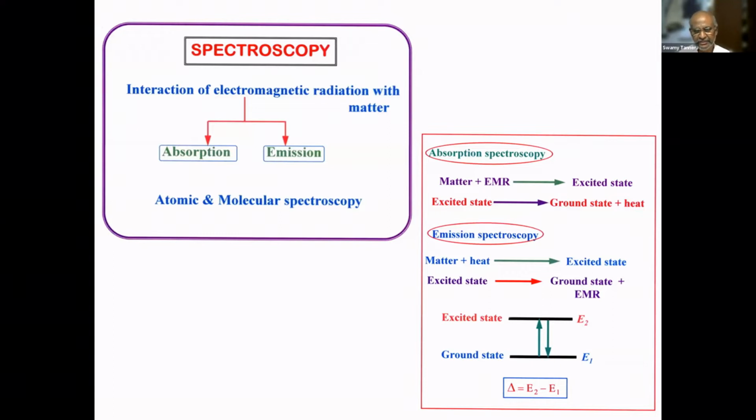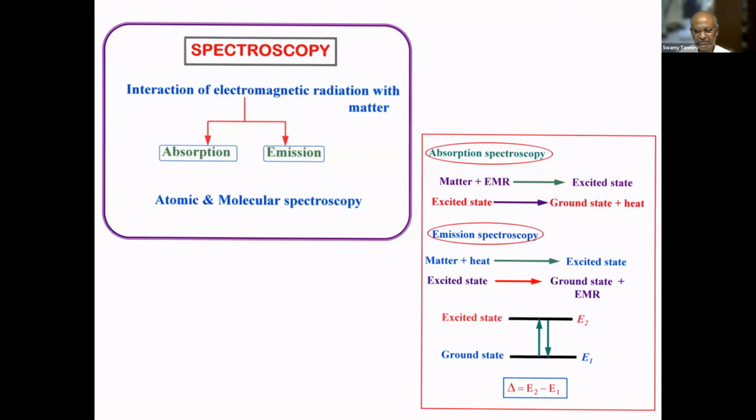On the right side of the slide, you can see the process of absorption, where the matter is allowed to interact with electromagnetic radiation. When it absorbs the energy, the system goes to the excited state. We know that thermodynamically the excited state is not a stable state, so it prefers to come back to the ground state. The excess energy will be released in the form of heat.